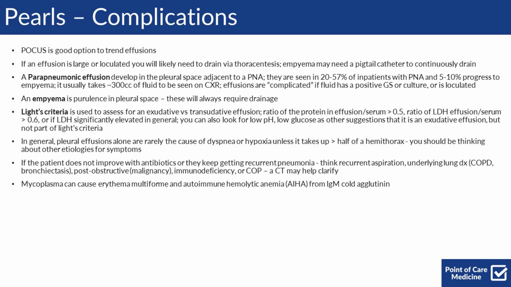If the patient doesn't improve with antibiotics or they keep getting recurrent pneumonia, you should think about recurrent aspiration, an underlying lung disease like COPD or bronchiectasis, a post-obstructive condition like a new malignancy, immunodeficiency that's not diagnosed, or cryptogenic organizing pneumonia, and a CT might help clarify these. Mycoplasma can cause erythema multiforme as well as an autoimmune hemolytic anemia from IgM cold agglutinins.